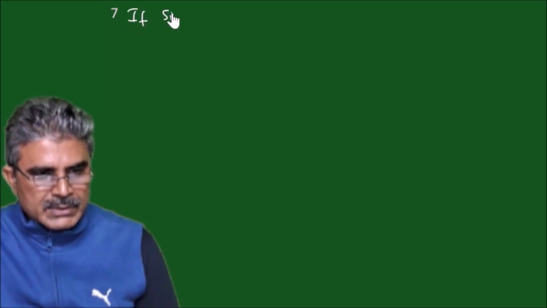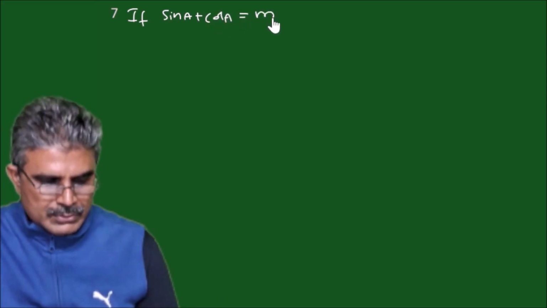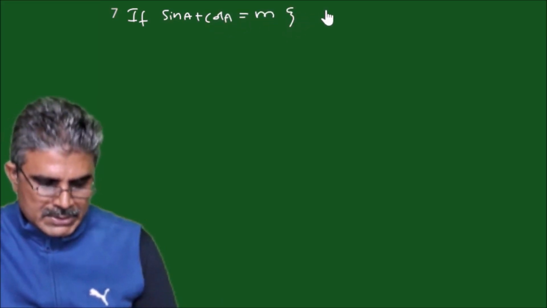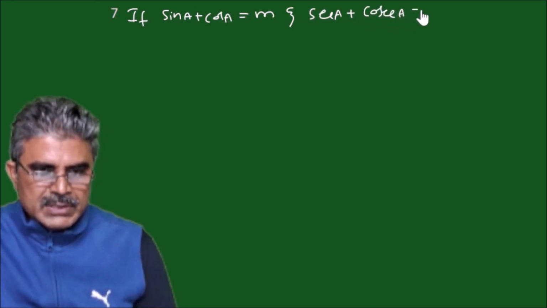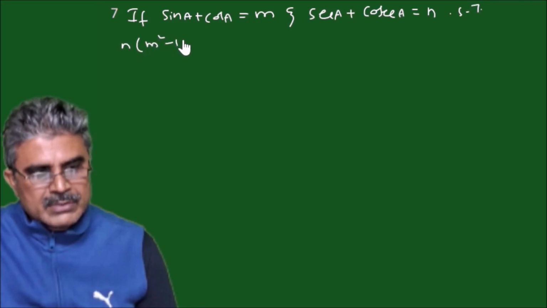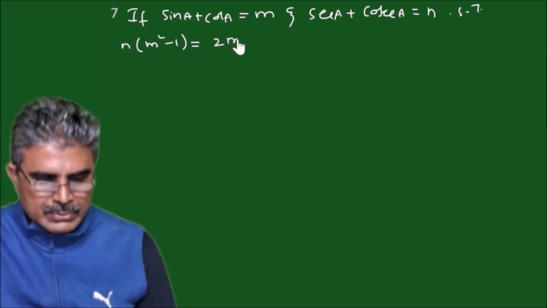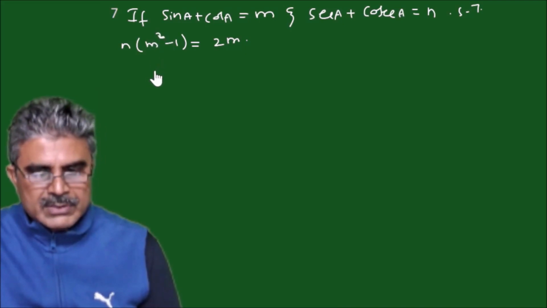Our next question is, if sin a plus cos a is equal to m and secant a plus cosecant a is equal to n, show that n into m square minus 1 is equal to 2m. So anyway, we have to prove the m square term.